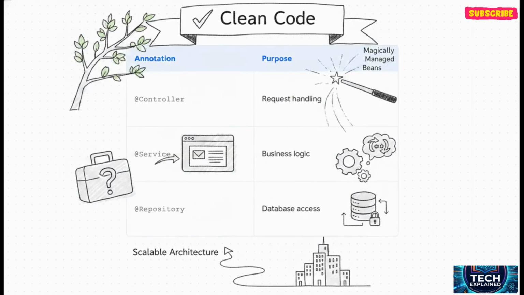Okay, so how do we actually tell Spring which classes should become these magically managed beans? We have a standard annotation toolbox. While @Component is your generic all-purpose annotation, Spring gives us highly specialized versions to clarify our architecture. @Service tells Spring and your fellow developers, hey, this handles business rules. @Repository says, I talk to the database. And @Controller says, I handle incoming web requests. Using the right annotation at the exact right time is your first step to clean, readable code.